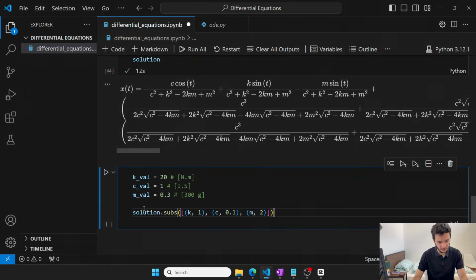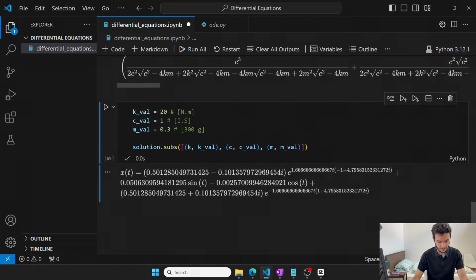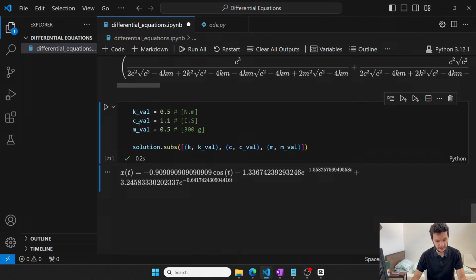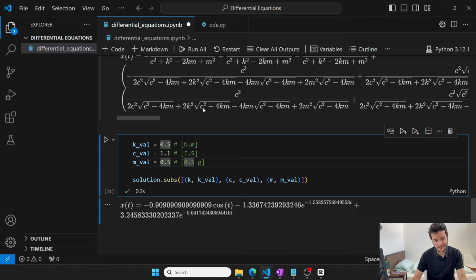Then I can go ahead and do solution.subs, and we want to substitute k with our k_val, c with our c_val, and m with our m_val. You'll see that this is now our solution. You notice here I changed the values. This is because when you look at this term right here, c squared minus 4km, I don't want this term to be negative, so I don't want a complex number. So I make sure that c squared minus 4km is positive. Now you see we have a positive solution.